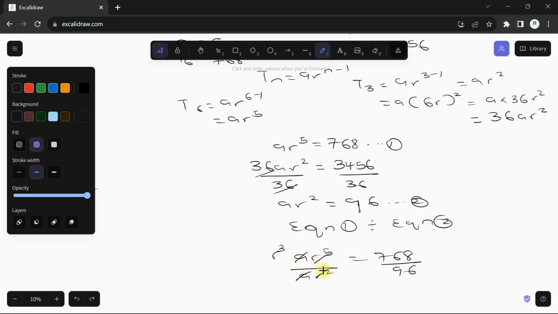From the laws of indices that we know, we could say R times R times R times R times R divided by R times R, then we'll cancel out, and we'll have R raised to the power of 3. So 768 divided by 96. Take your calculator out and try it. Your R cubed will be equal to 8.